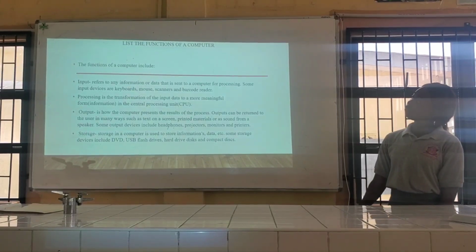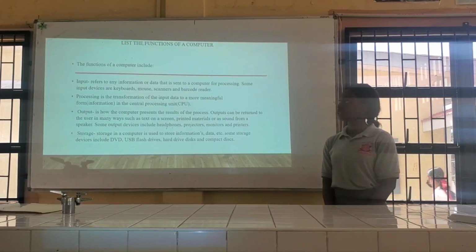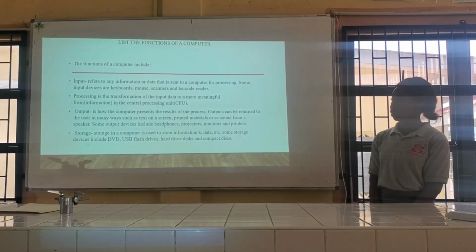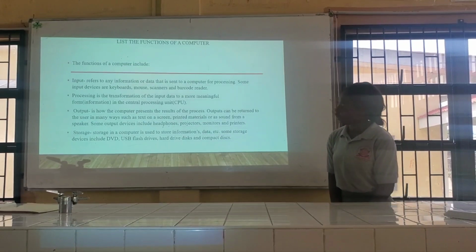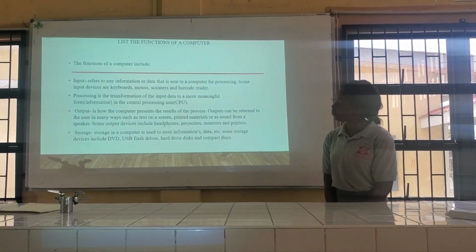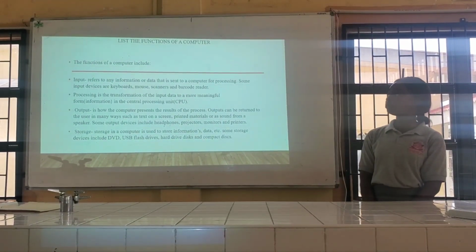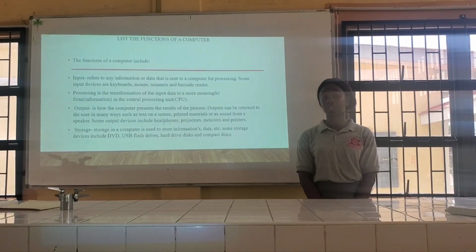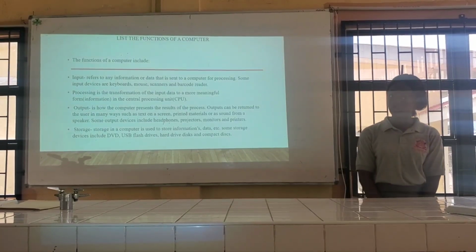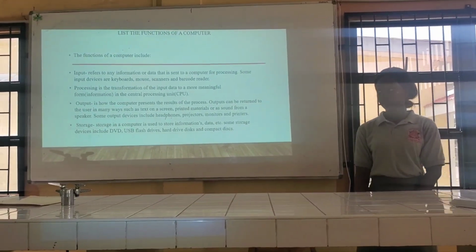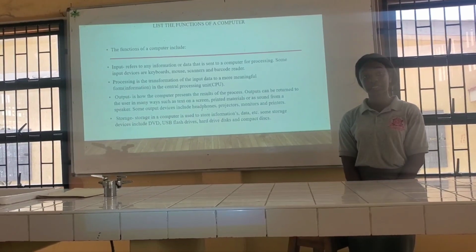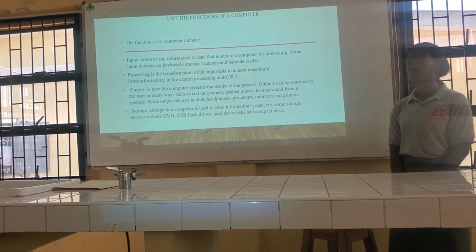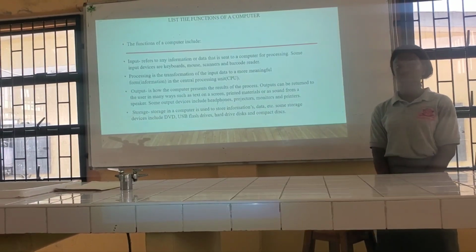Here is a list of functions of a computer system. The computer inputs information. It also processes information and outputs that information. Before it outputs that information, it could store it, or vice versa. It could output it first, then store, or it could store, then output that information.